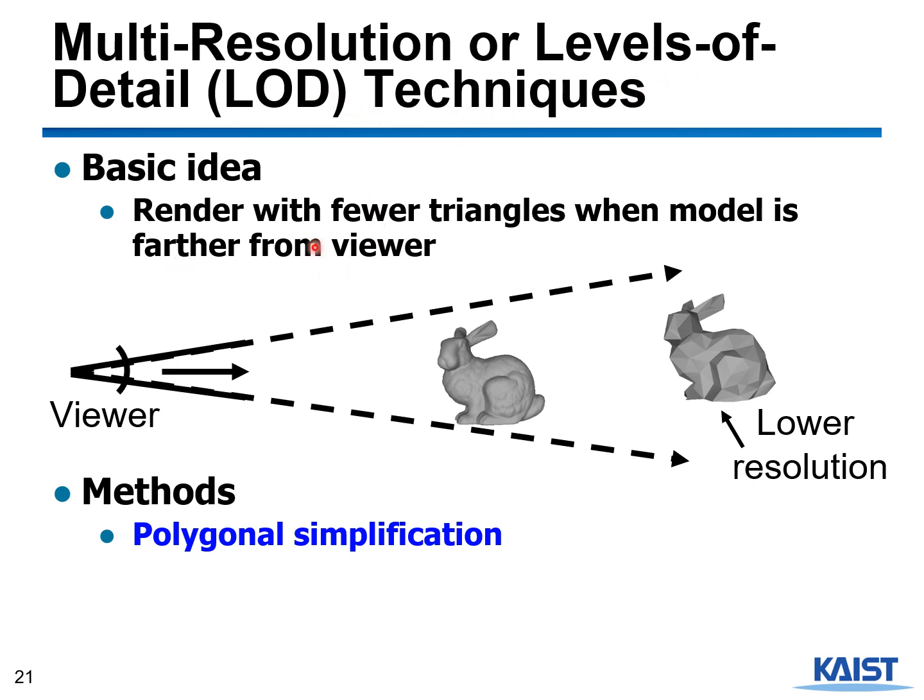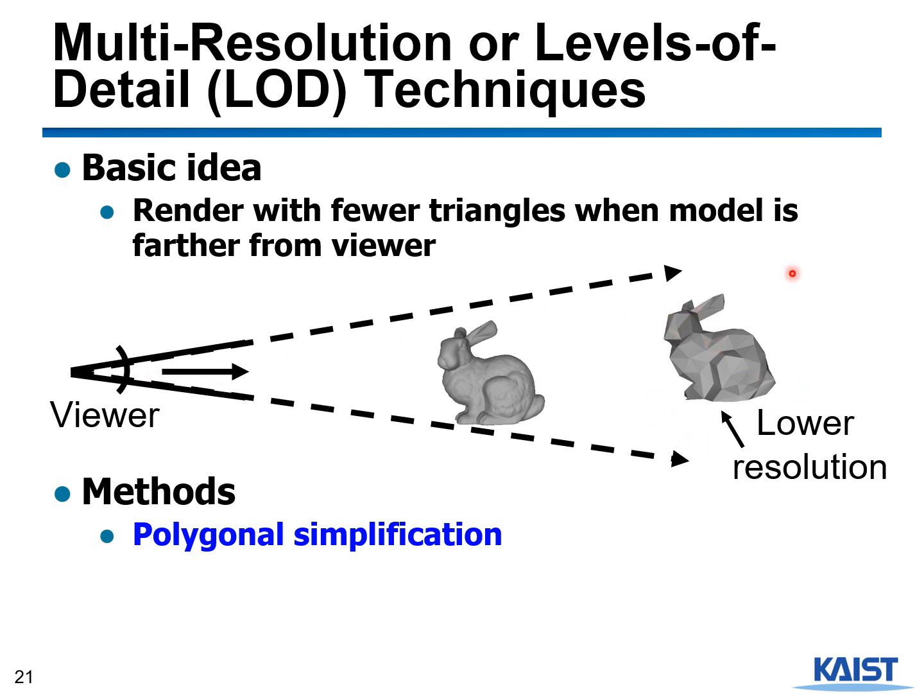Its main idea is to render with fewer triangles when the model is farther from the viewer. This bunny model consists of some triangles. If this model is located very far away, then obviously this bunny maps to a smaller region in the image space. Then it means that we cannot see the detail here.